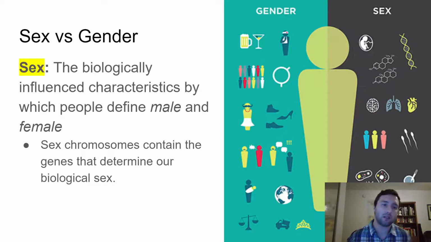So sex is the biologically influenced characteristics by which people define male and female. Sex chromosomes contain the genes that determine our biological sex. So when we look at sex, we're talking about the biological pieces. You're either born with the XX chromosomes or the XY chromosomes. XX is female, XY is male. And that's really what's going to determine a person's sex, right?